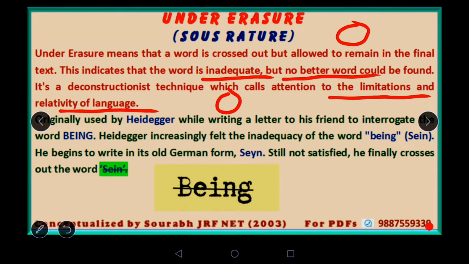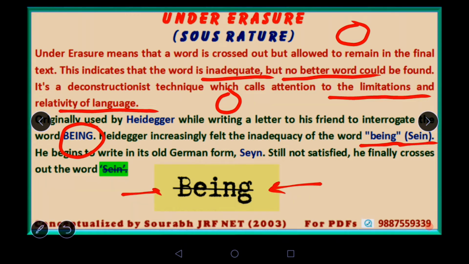Originally, this term erasure was used by Heidegger while writing a letter to his friend to interrogate the word being. हम सभी जानते हैं जो हाइडेगर का मेन जो फोकस था अपनी फिलॉसफी के अंदर, that was on this identification of being. Heidegger increasingly felt the inadequacy of the word being, or in German sein. He begins to write in its old German form, but is still not satisfied. He finally crosses out the word sein. So you can see this is what we call under erasure.